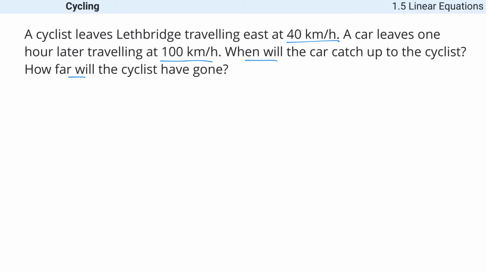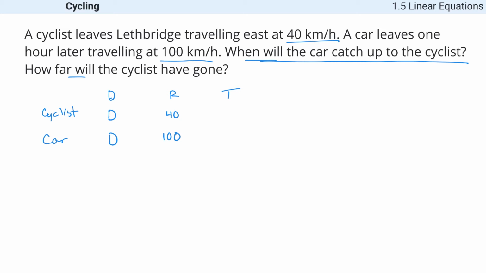So typically in these ones, I like to use a table that helps me out. And the table will have the distance, a rate, and a time in it. And it'll have it for the cyclist, and it'll have it also for the car. So if they say, when will the car catch up to the cyclist, that would be the time when the distance is the same. So I don't know what that distance is, but I know that it's going to be the same for both of them. So I'll just call it D for both of them. Okay, the rate, the cyclist is going at 40 kilometers an hour, and the car is going at 100 kilometers an hour.